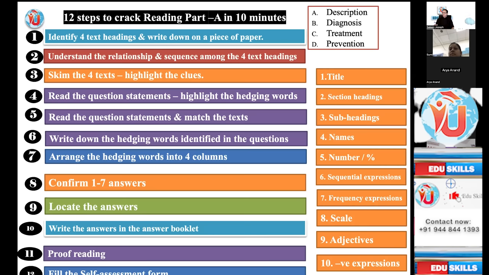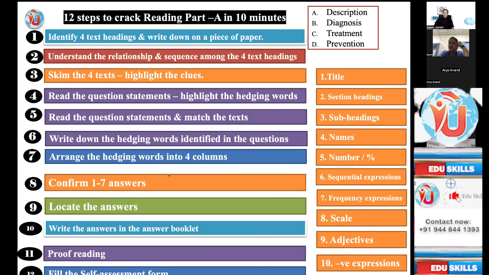Now we have identified some hedging words, keywords in the questions. Just write down those hedging words, keywords in your notebook. Seventh step, arrange the keywords into four columns. Whatever comes under description, you put under description. Whatever keywords seem to be related to diagnosis, you write down below diagnosis. And third one, treatment, and prevention. So accordingly, take your notebook, make four columns and write down those things.